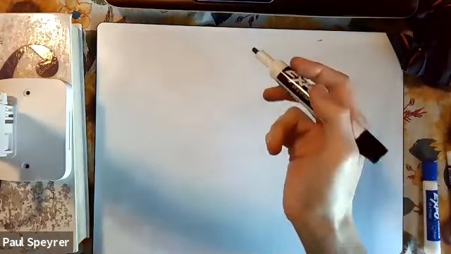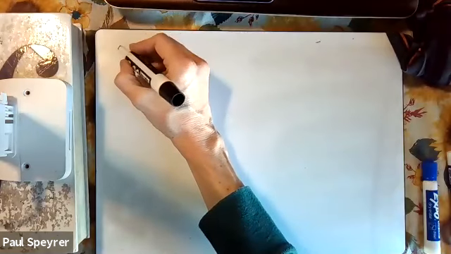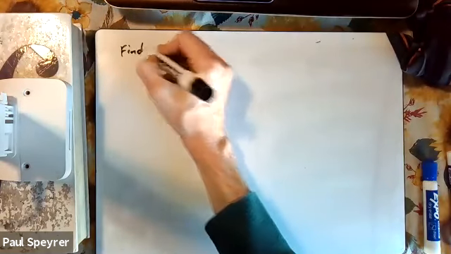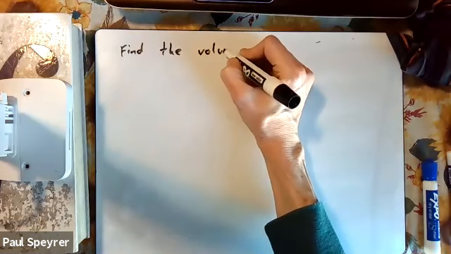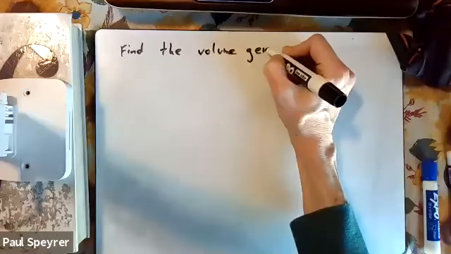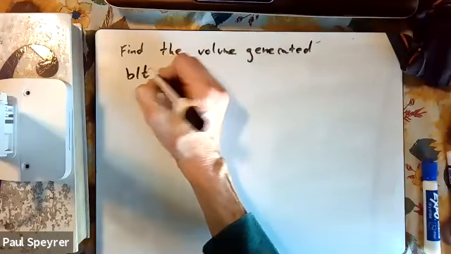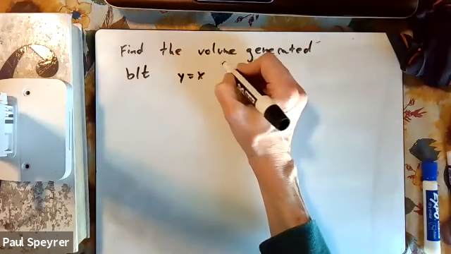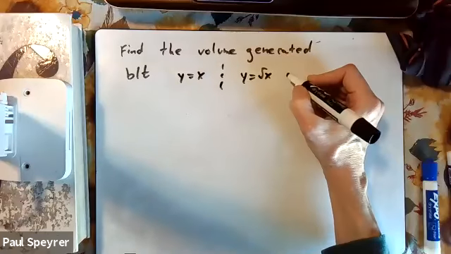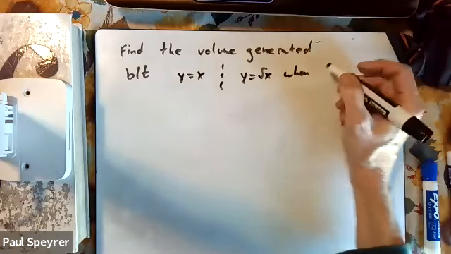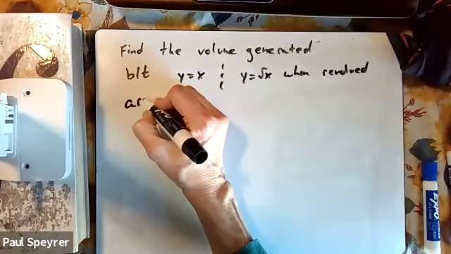All right. Let's say this time we have these two curves. So we're trying to find the volume generated between y equals x and y equals square root of x when revolved around the y-axis.